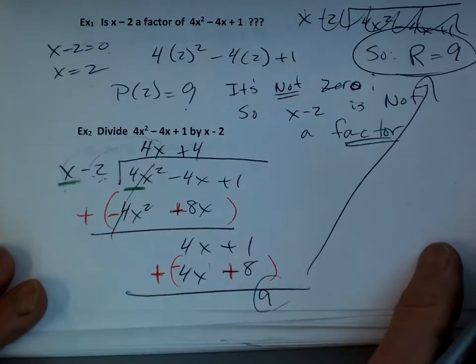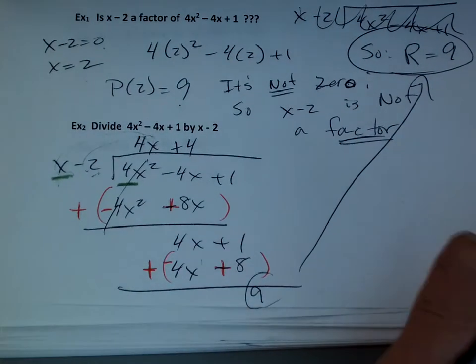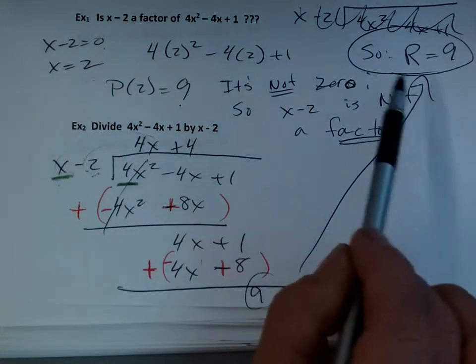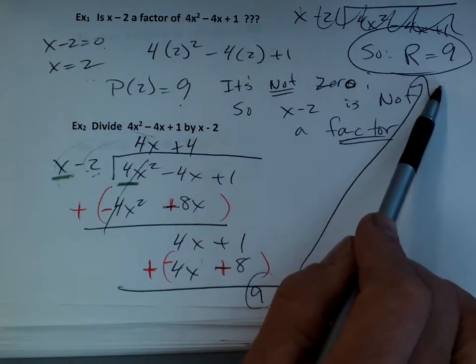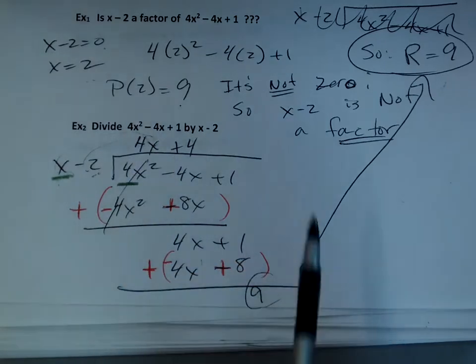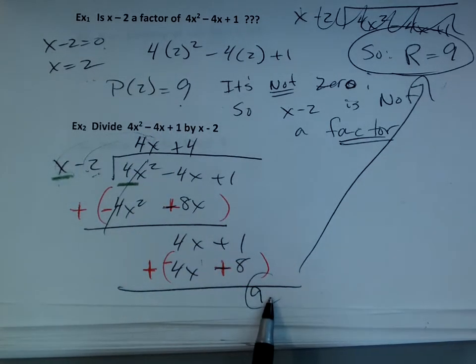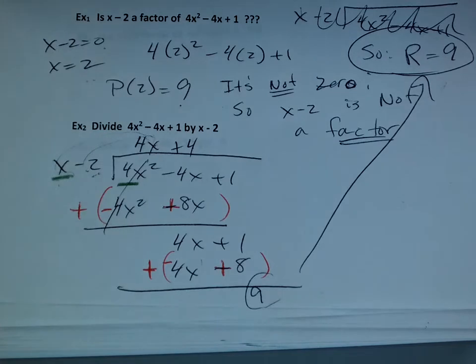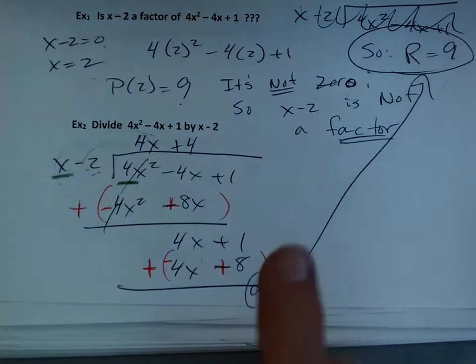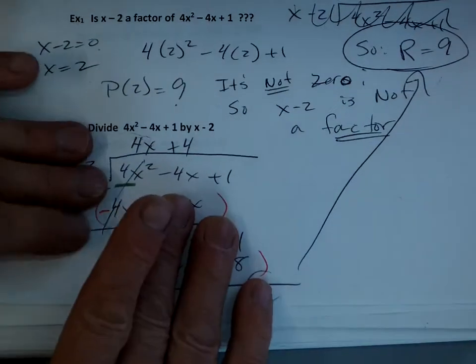So what does synthetic substitution do? When you substitute it in, you get the remainder. Okay, I'll say it again. When you substitute it in, you get the remainder. Why is that important? Well, if the remainder is 0, you can say it's a factor, it goes in evenly. If the remainder is anything else, then it's not a factor. Okay, thumbs up on that. If it's 0, it's a factor. If it's not 0, it's not a factor. Okay, now turn the page.